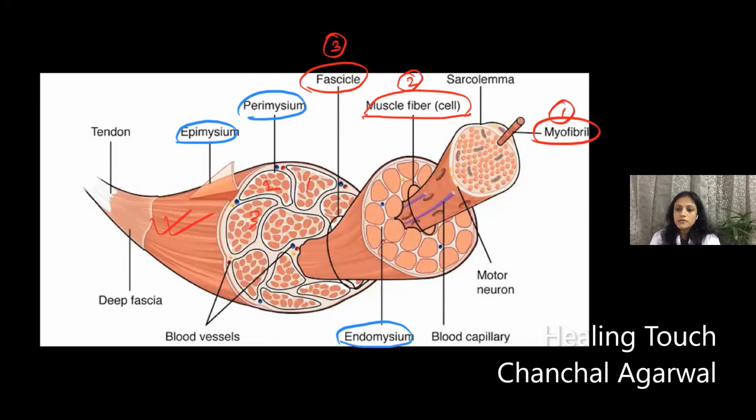So this is the basic structure of muscle. Now, I'll show you one picture, which is a very nice picture.